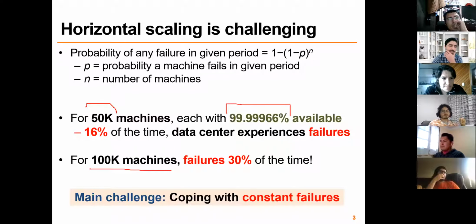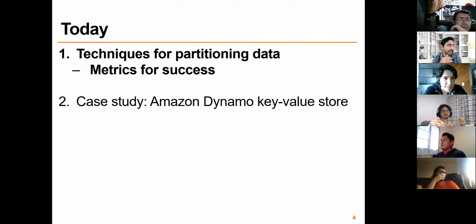So the main challenge is coping with the constant failure, because you're talking about horizontal scaling, adding more nodes. So the main issue is dealing with this failure. Today we're going to talk about techniques for partitioning data. A big part of it is the same thing that we discussed last time, about consistent hashing. And then we're going to talk about Amazon Dynamo key value storage. When we arrive here, I'm going to pause and ask the students to talk about that. Then I cover if anything was missing.